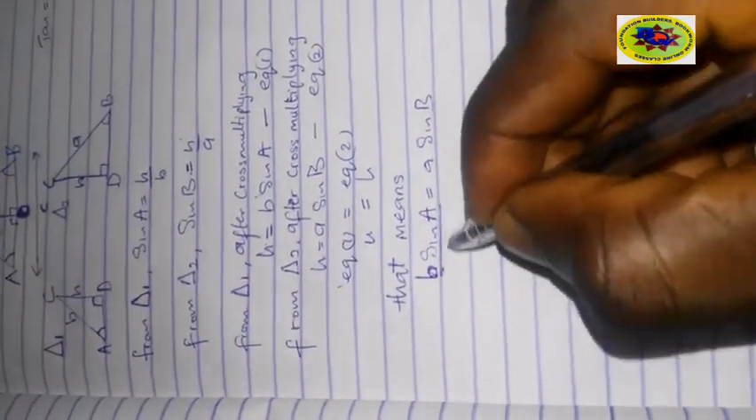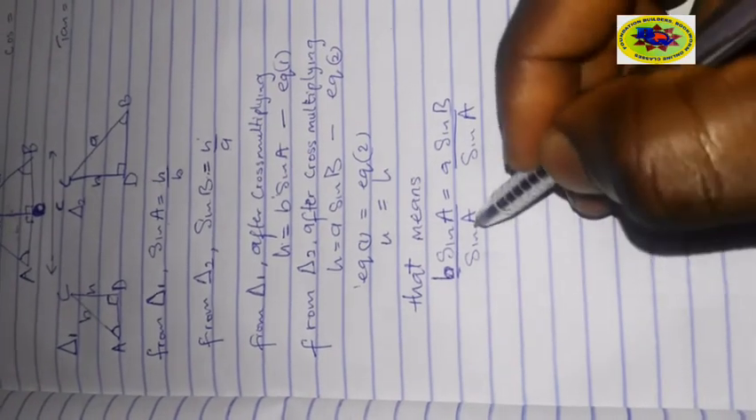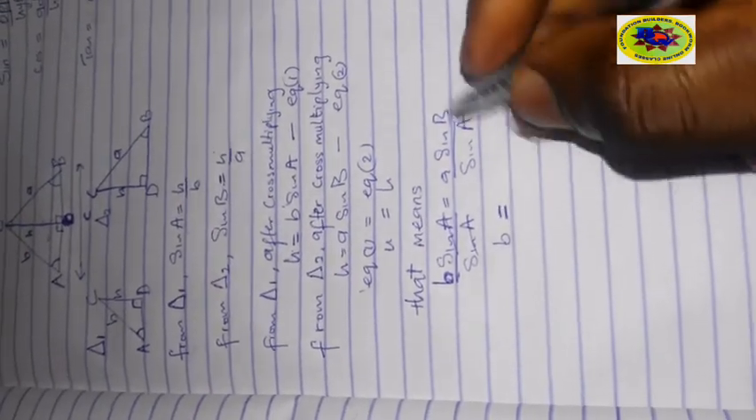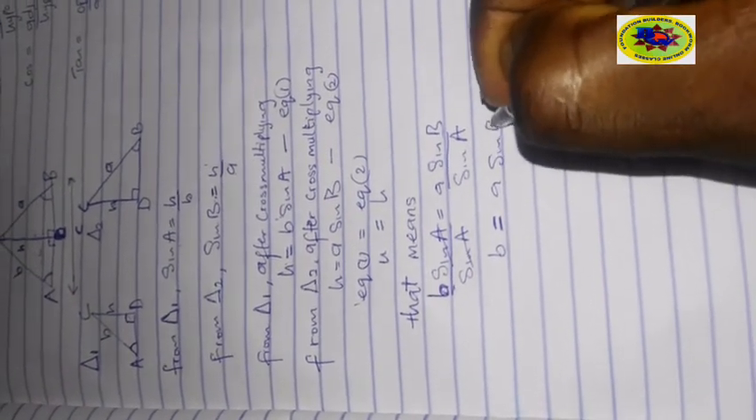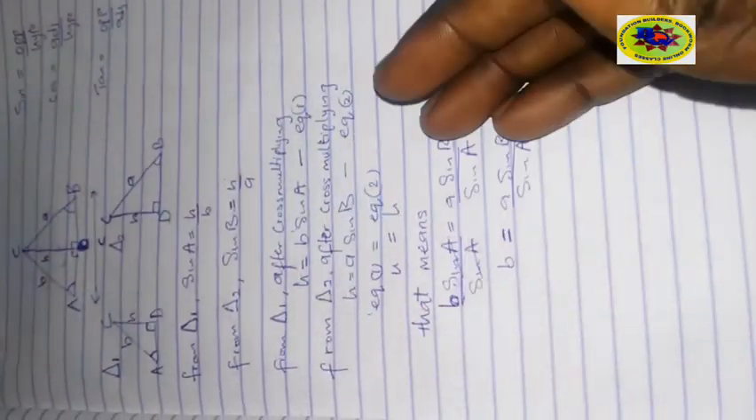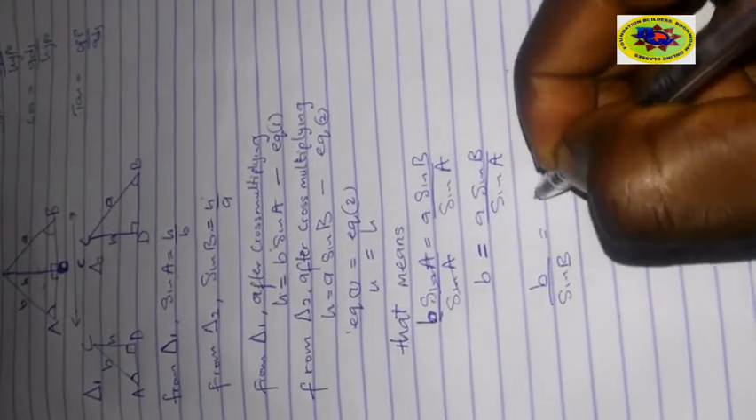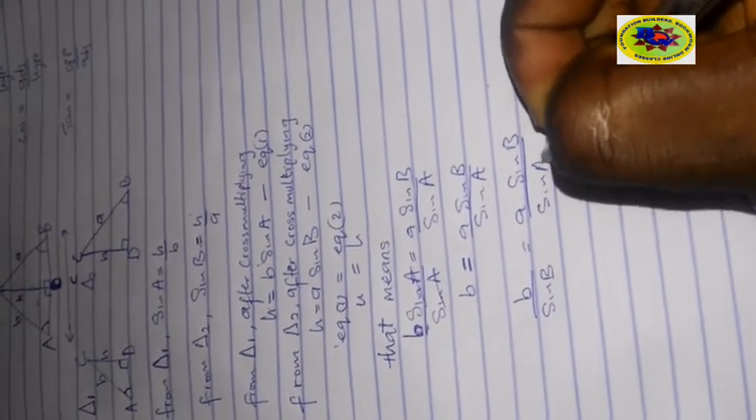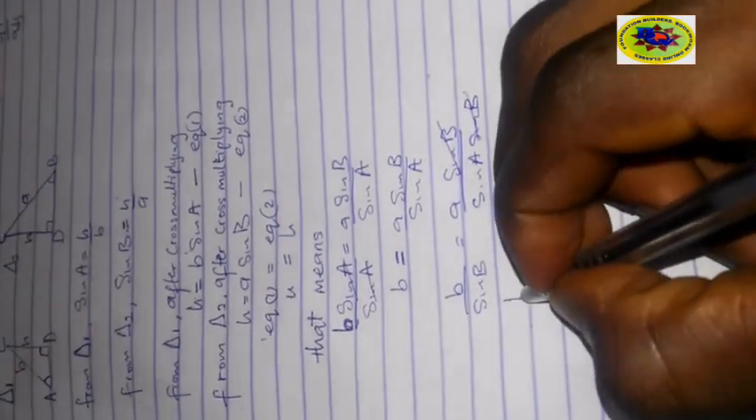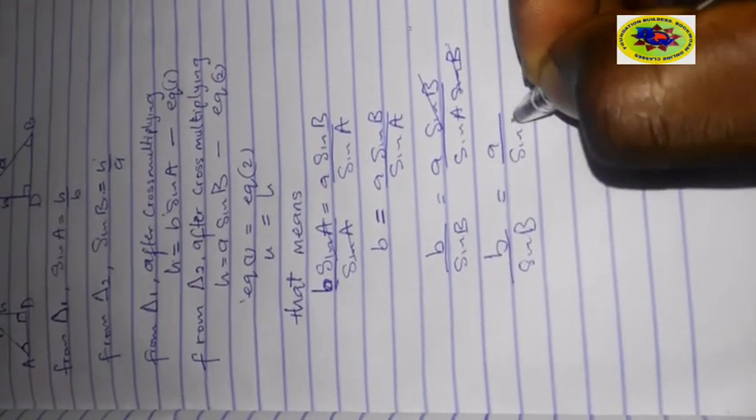So let's divide both sides by sine A to eliminate sine A here and put it here. Sine A will cancel sine A here. We will be left with b equals a sine B all over sine A. So now you have taken all the a to this side, and you have to take b to this side too. So divide both sides by sine B: b over sine B equals a sine B over sine A sine B. You cancel, and that is b all over sine B equals a all over sine A.